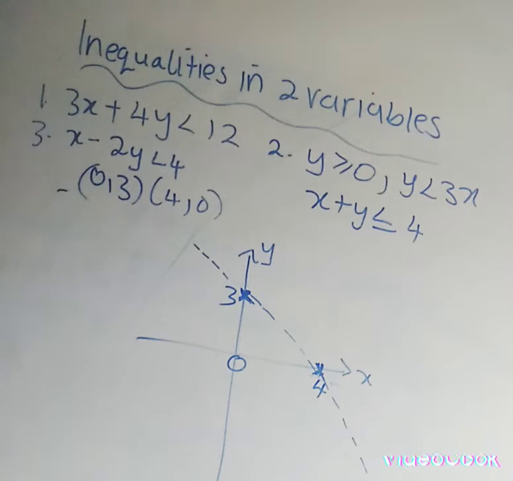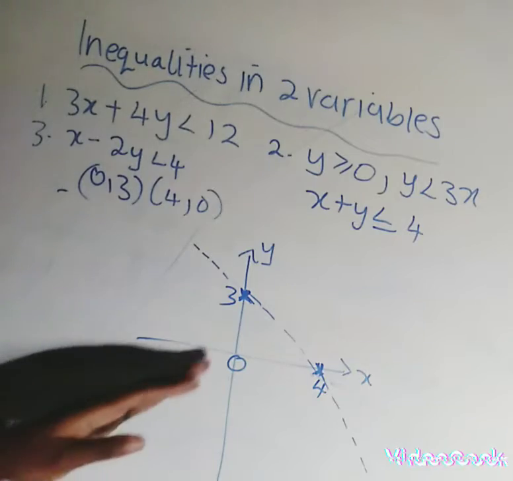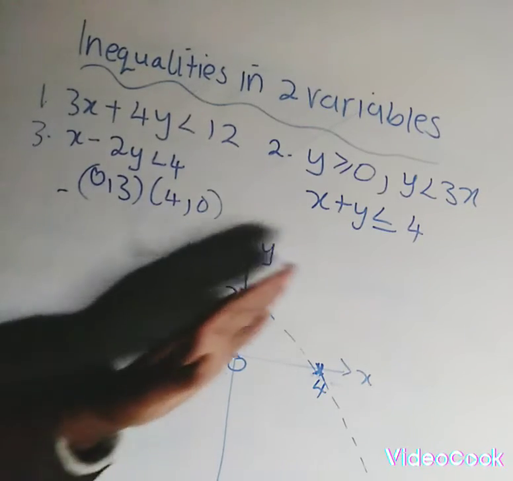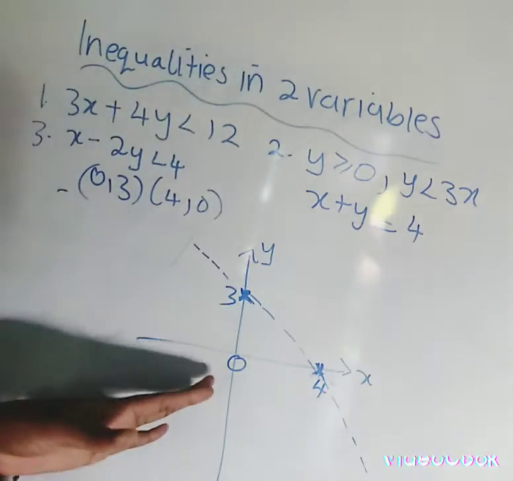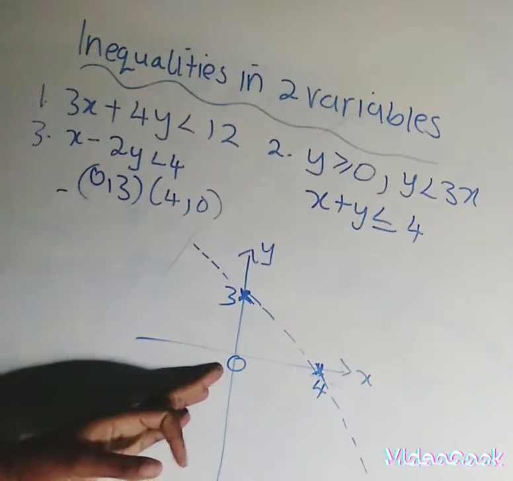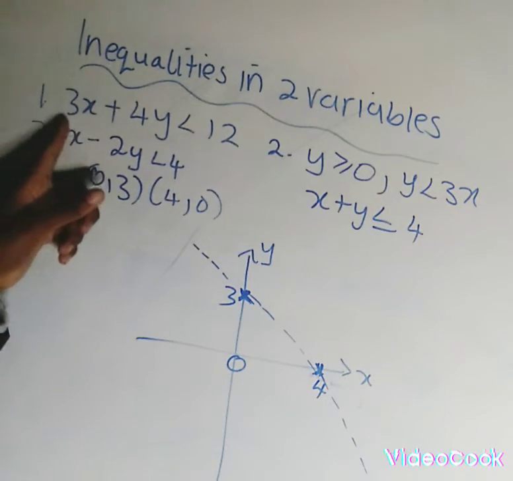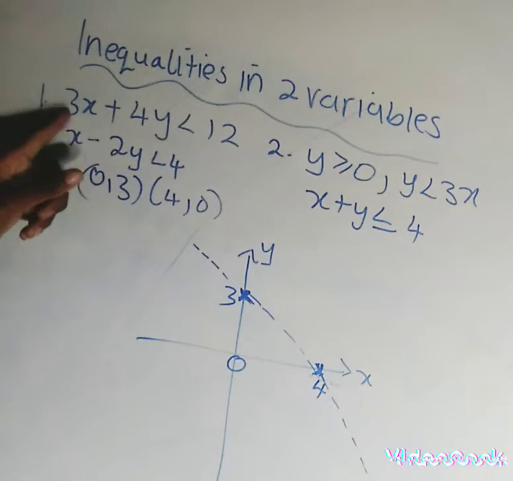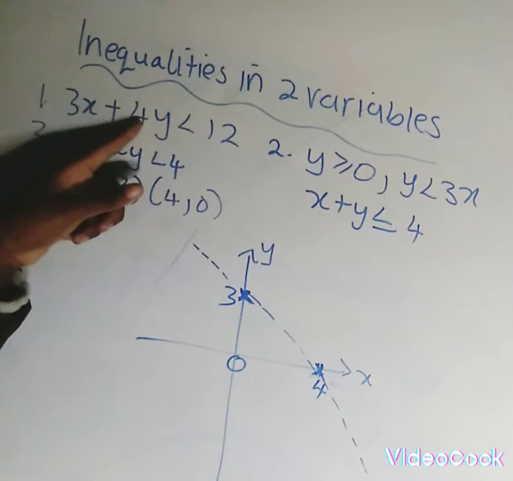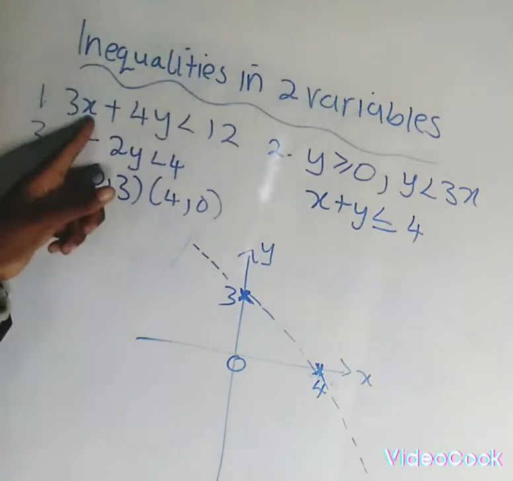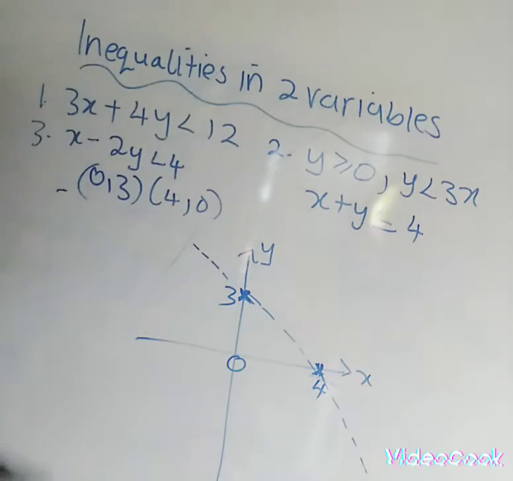Remember, we always shade the unwanted region. So how do you identify the unwanted region? You choose any points under your graph and any points above your graph. Here under my graph, I have (0,0), right? Let me try and put it in my original equation. 3 times 0 is a 0, 4 times 0 is a 0. So 0 less than 12, is it true or false? Yes. 0 is less than 12.